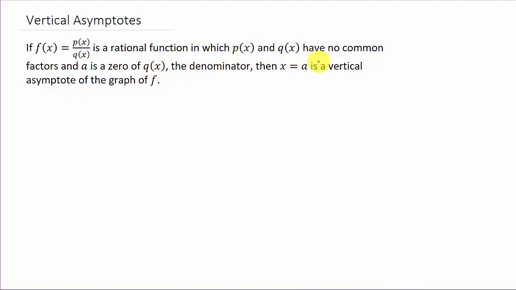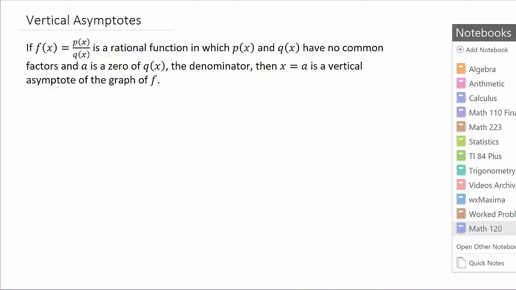Okay, so wherever the denominator is zero, that's your vertical asymptote. So basically you set the denominator equal to zero and solve it. But you've got to make sure that the numerator and the denominator, the p of x and q of x, have no common factors. And we'll have an example where that happens. So let's go ahead and get started.